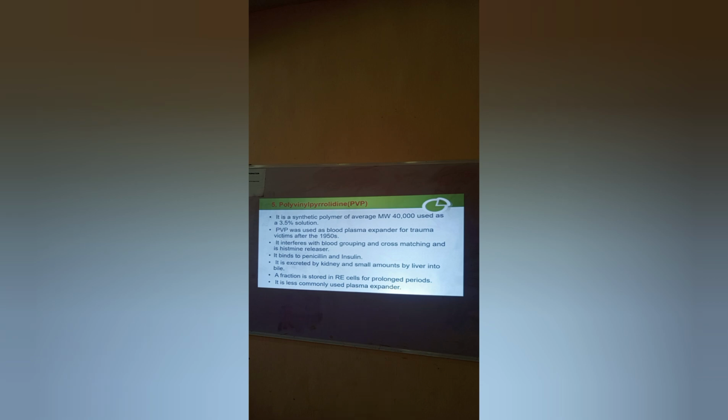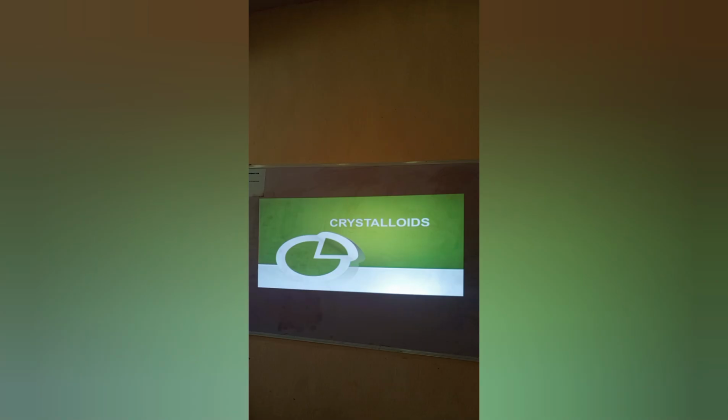PVP was used as a blood plasma expander for trauma victims after the 1950s. It interferes with blood grouping and cross-matching and is a histamine releaser. When it's a histamine releaser, that means it can cause adverse reactions, like hypersensitivity reactions in the body. It binds to penicillin and insulin. It is excreted by the kidney and small amounts by the liver into the bile. A fraction is stored in the reticuloendothelial cells for prolonged periods. It is a less commonly used plasma expander.